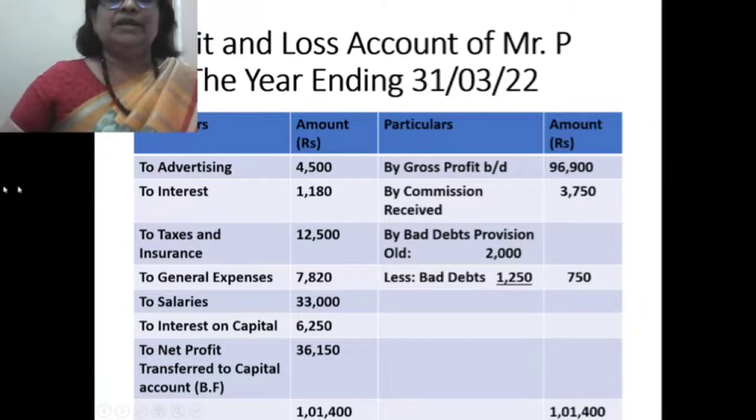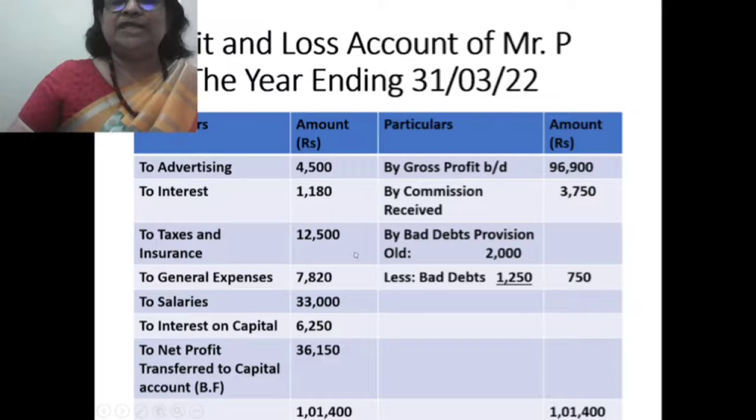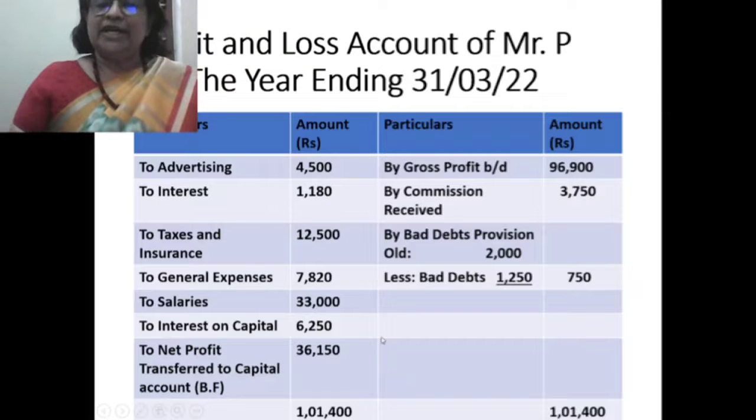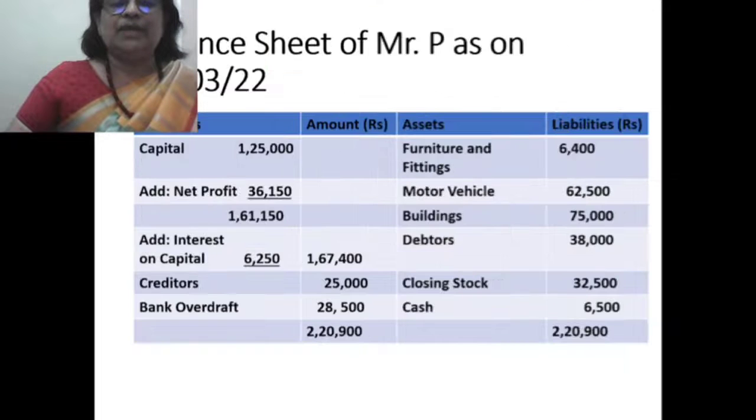So next debit side, to advertising 4,500, to interest 1,180, to taxes and insurance 12,500, to general expenses 7,820, to salaries 33,000. To interest on capital 6,250. So here also credit side is higher, 1 lakh 1,400. When you're balancing, you're getting 36,150 as net profit. This we will transfer to capital account.